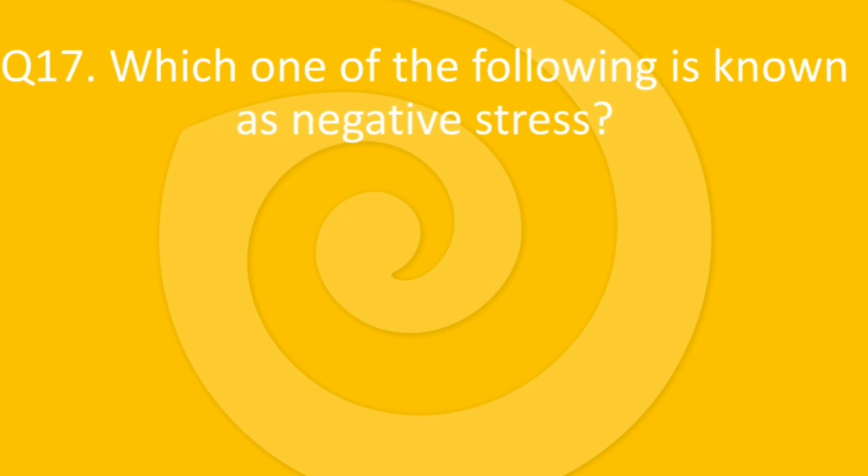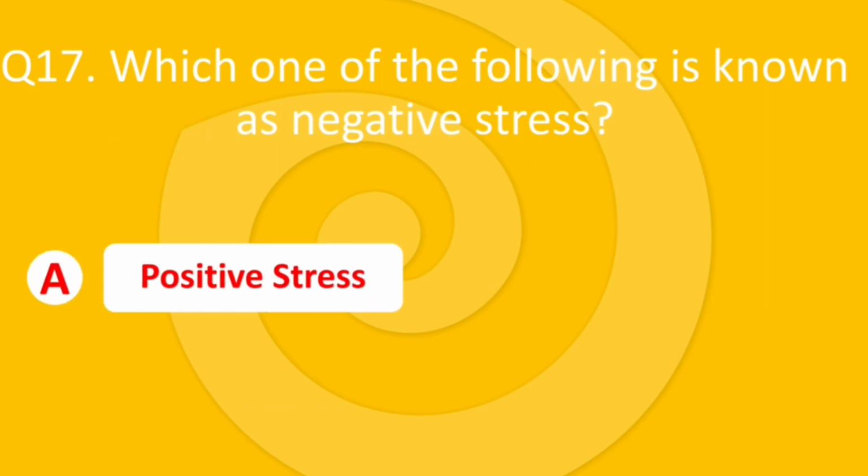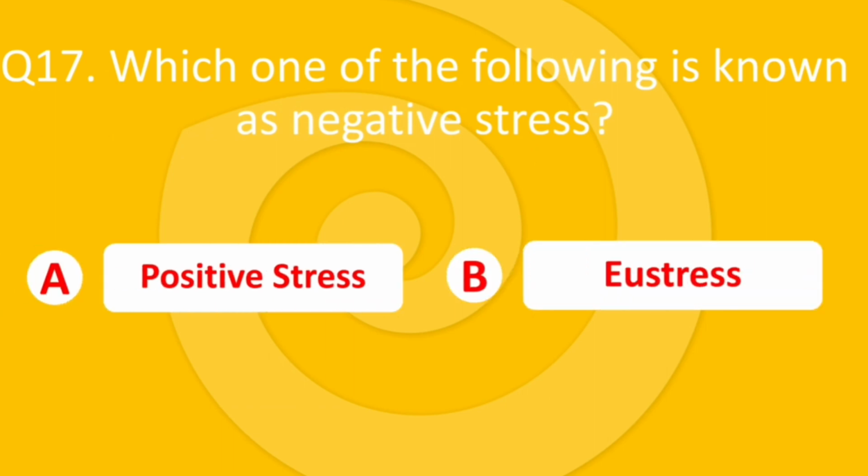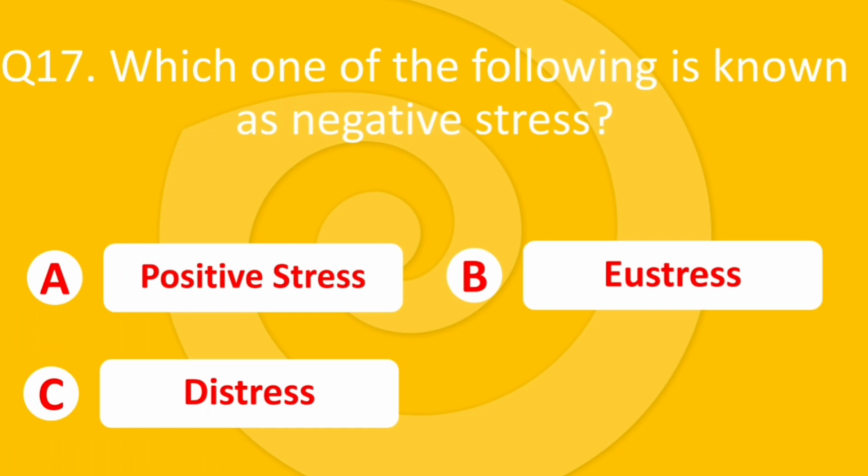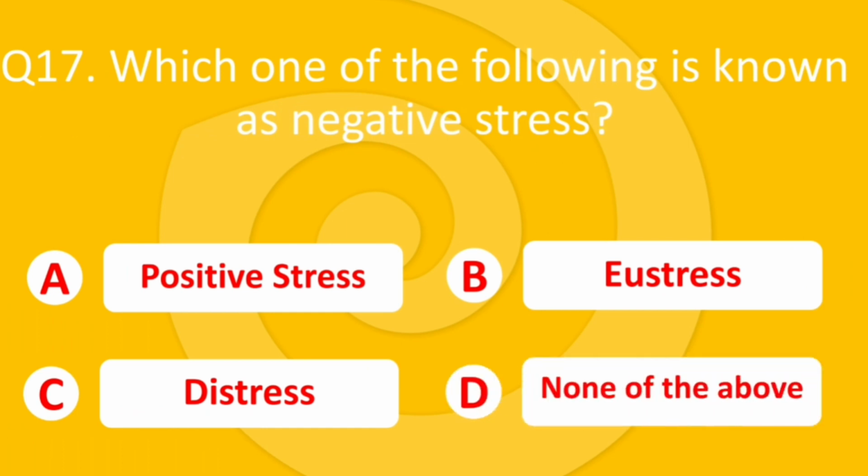Question number 17. Which one of the following is known as negative stress? Option A, positive stress, option B, e-stress, option C, distress, or option D, none of the above. So the right answer is option C, distress.